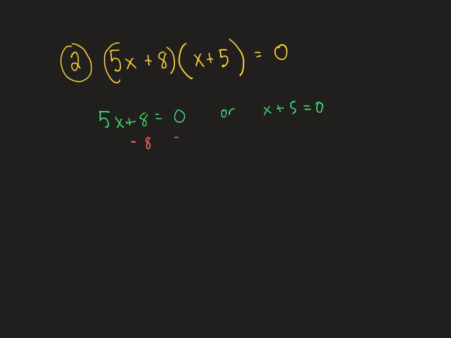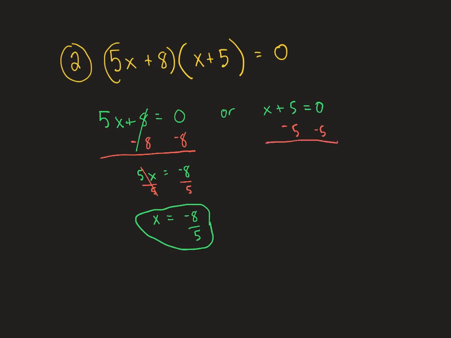Subtract 8 on both sides here. Got 5x equals negative 8. Divide by 5. Okay, so that'll be your first answer. Subtract 5 on the next one. And we've got x equals negative 5. So two answers on both number 1 and number 2.